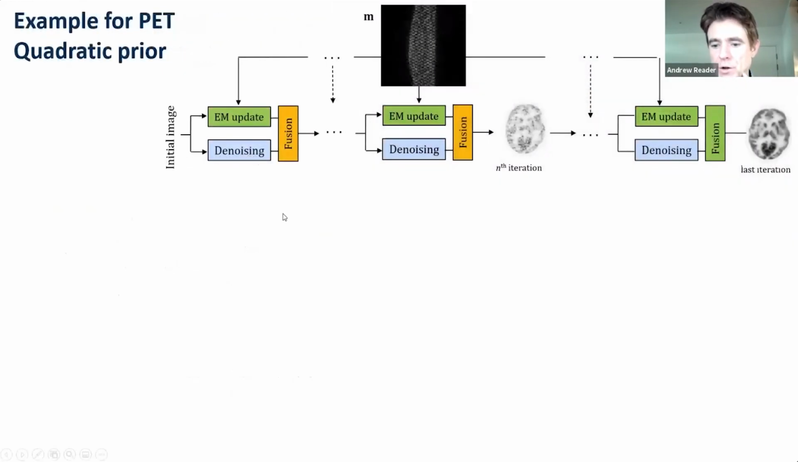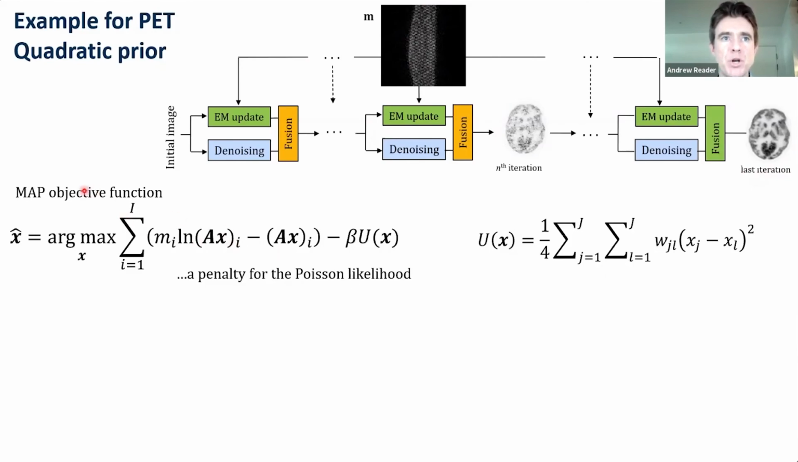Okay, so really out of time. So for PET, we can go through this more in the PET session. One algorithm would be as follows, where you basically do a data fidelity based update, then you do a denoising update, fuse them together and keep iterating. So there's the MAP objective function.